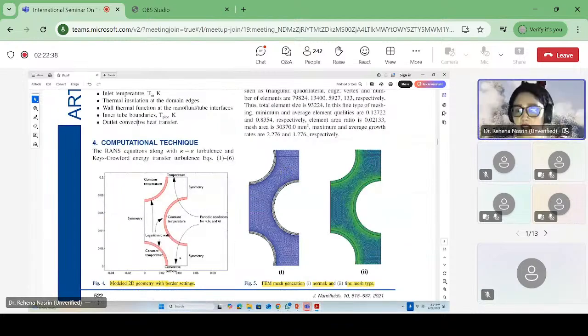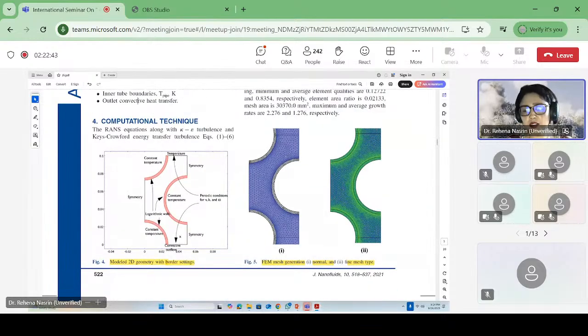Next is the mesh generating part. We see the mesh generation. This is the normal mesh. There are various types of mesh, like extremely coarse mesh, normal mesh, fine mesh, finer mesh, extra fine mesh. There are 9 or 10 types of mesh. We show two types here, normal mesh and fine mesh. The circular part is the boundary of the tube, and this is the flow domain.